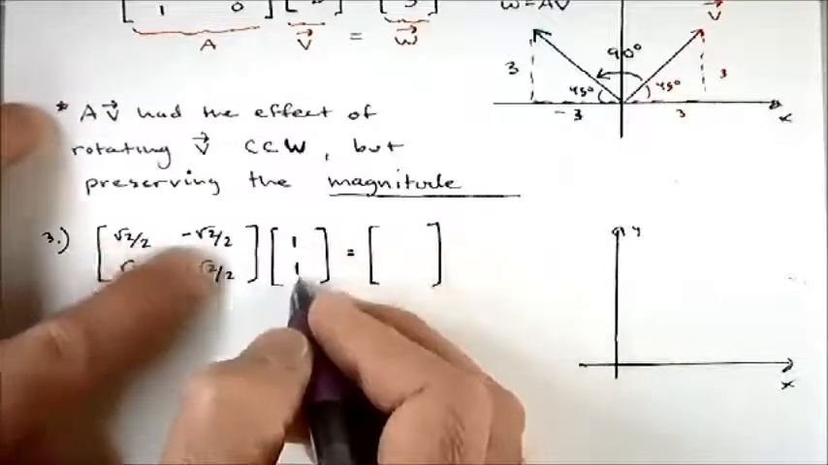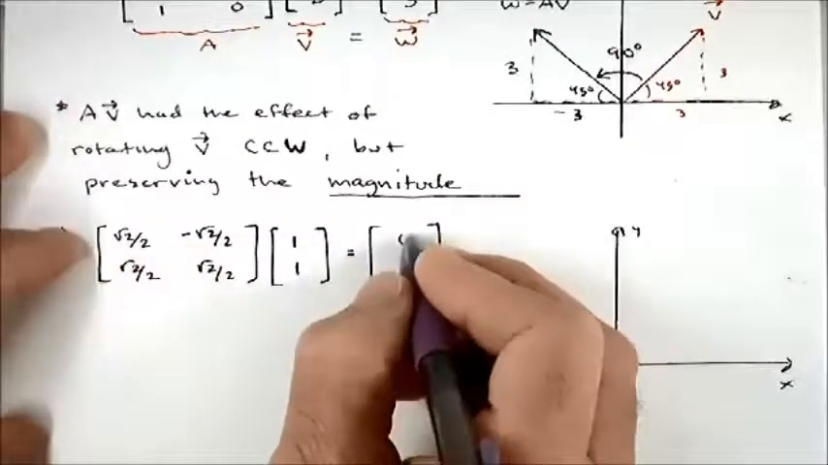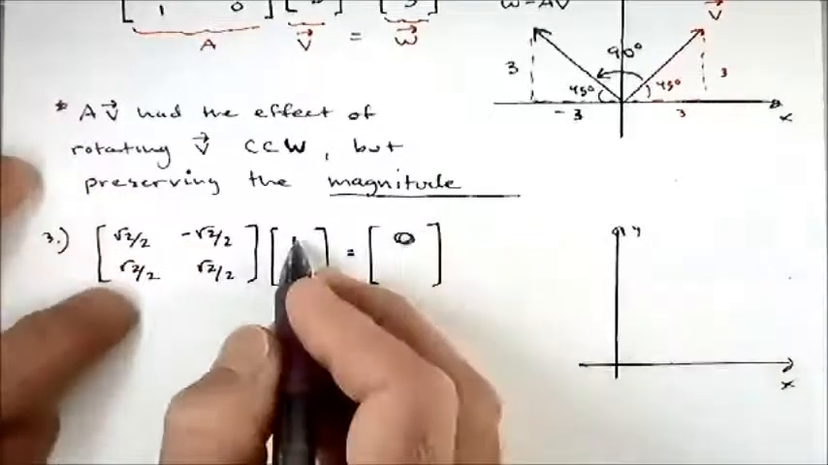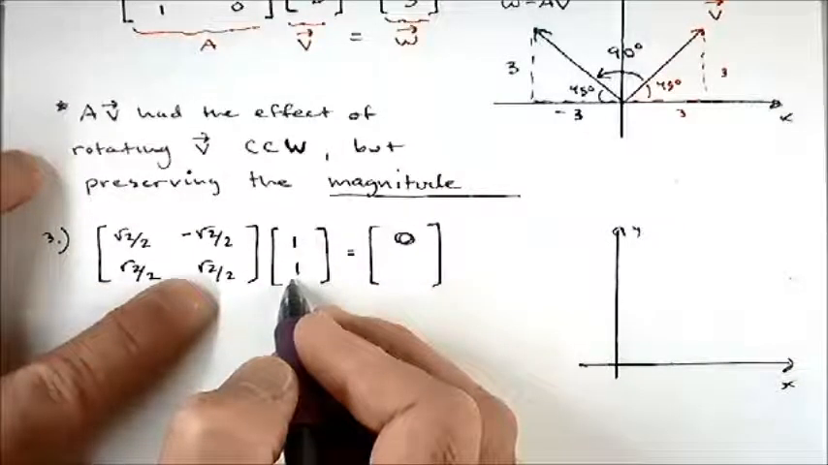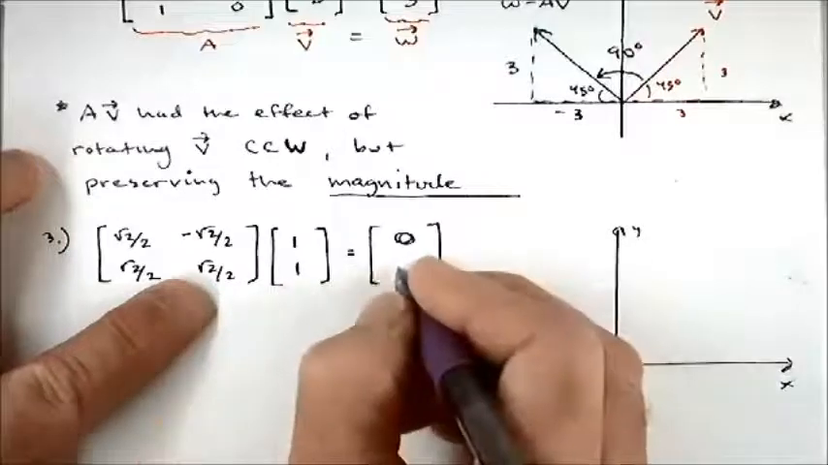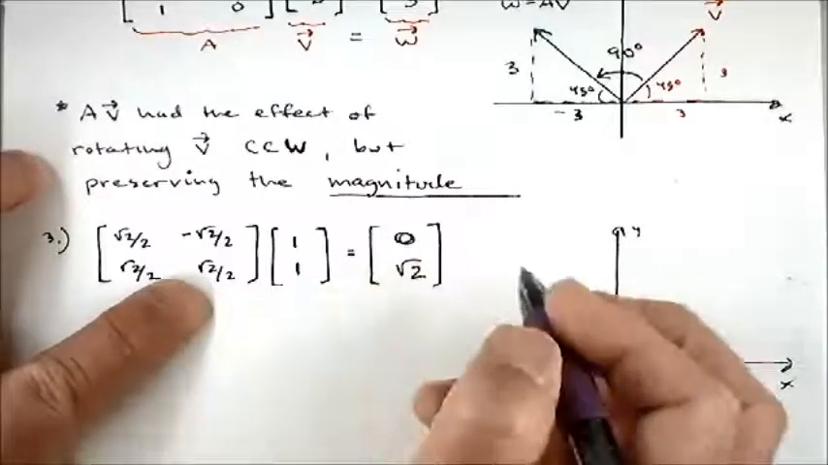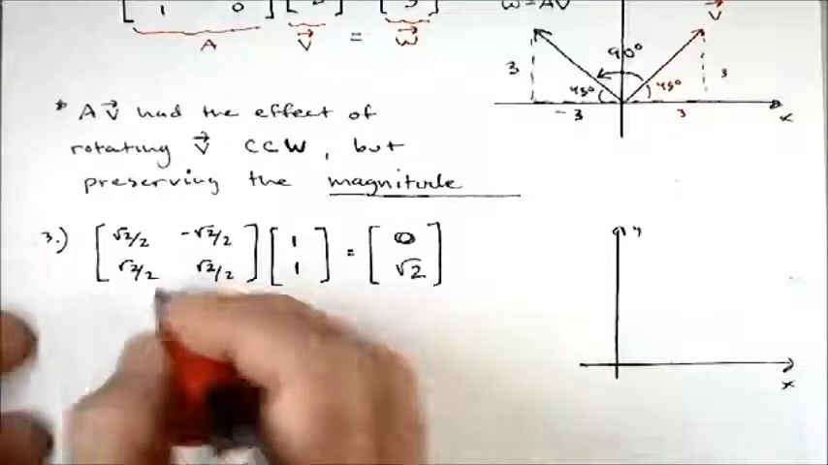So this is 1 root 2 over 2 minus 1 root 2 over 2. So that's going to be 0. And then I'm going to get root 2 over 2 plus another root 2 over 2, which means I have two root 2 over 2's, which is just root 2.